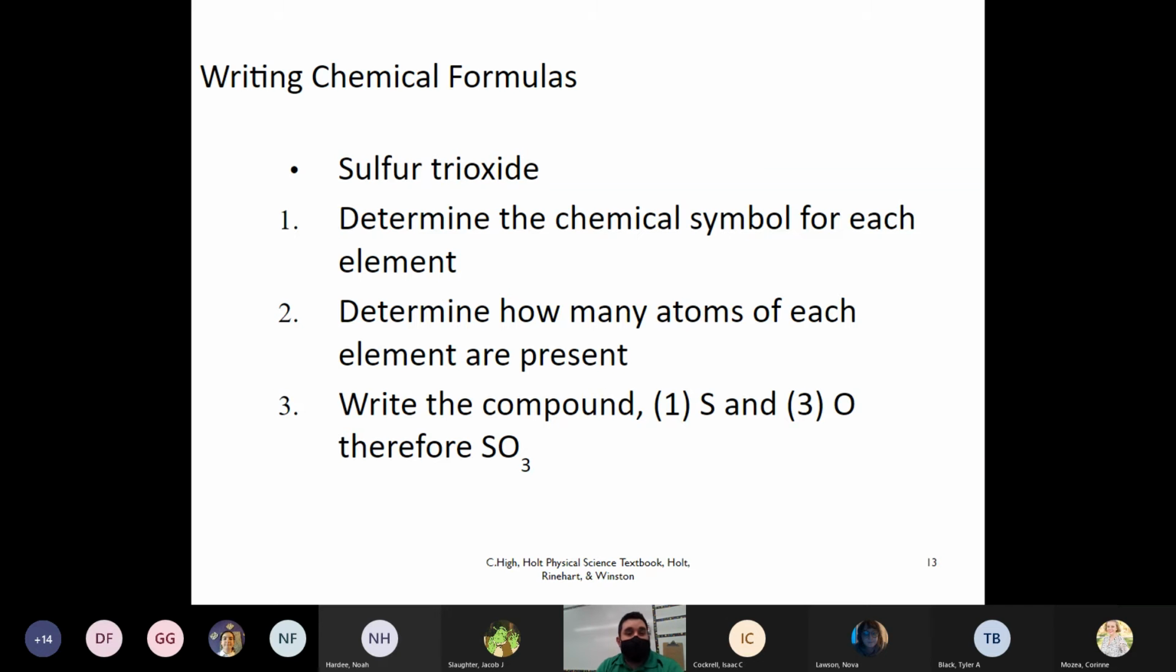All right, so when you're writing chemical formulas, it's super easy. Okay, you figure out the symbol for each, you figure out the name, and then you write down the formula. It's pretty simple, okay? Especially if you're given the name. So sulfur, well, I guess there's only one, because it's just sulfur. And trioxide, well, that's oxygen. Tri means 3, so 3 oxygen with the 3.